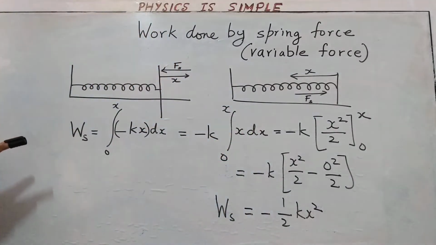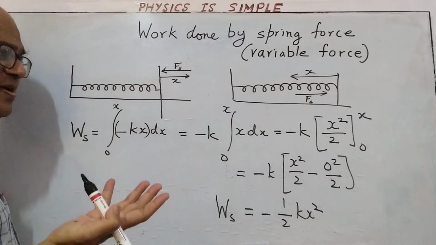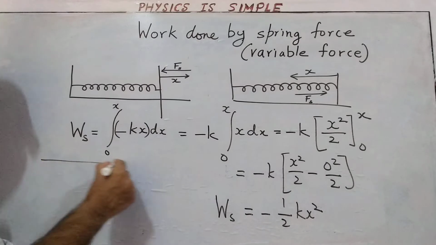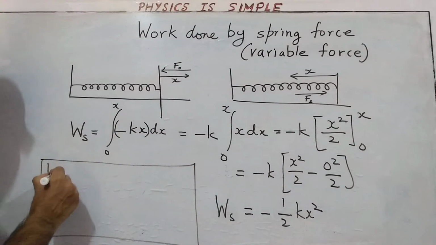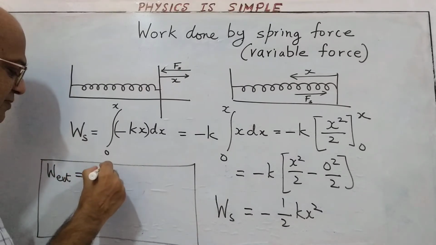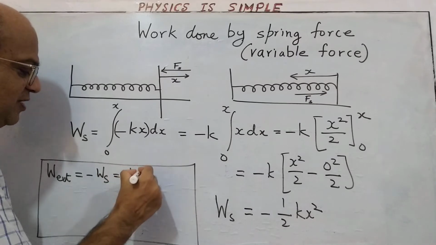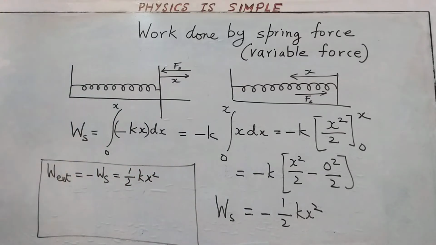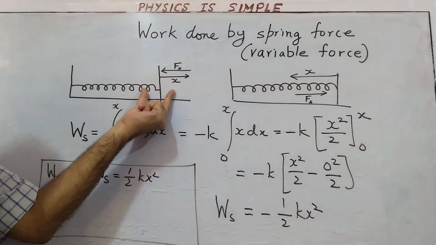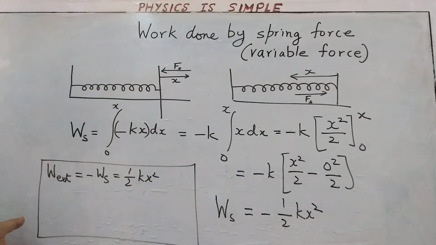If the change in kinetic energy is 0, the work done by net force will be 0, because work done by net force is equal to change in kinetic energy. Therefore, the work done by the external force or the external agent is minus of the work done by spring force, and that is half kx square. So this is the work done by the external agent when the spring is either extended or compressed from its natural length.